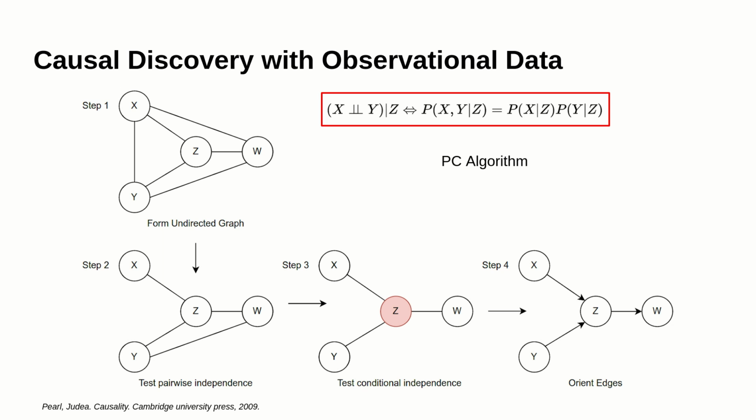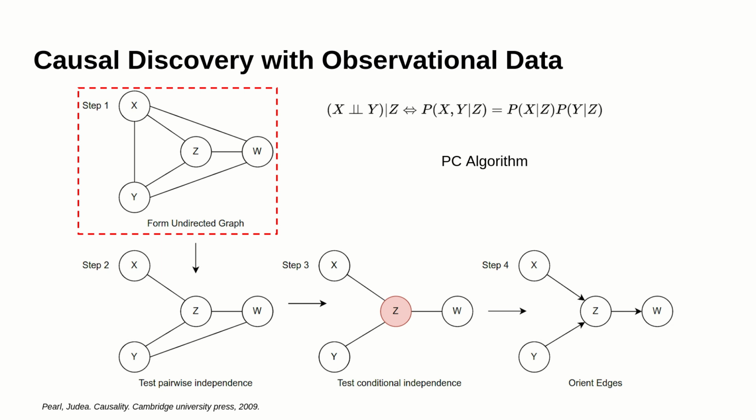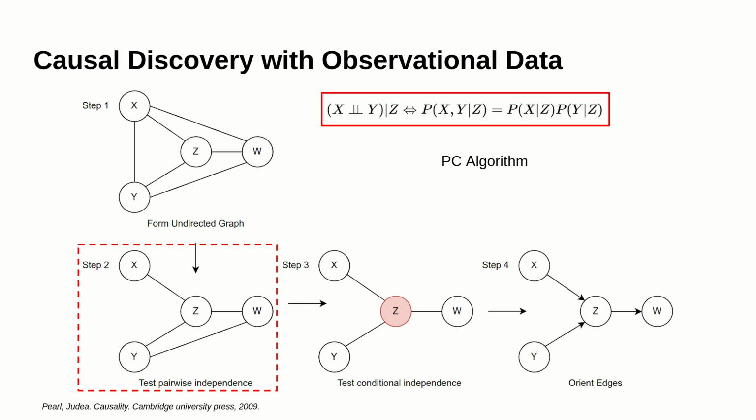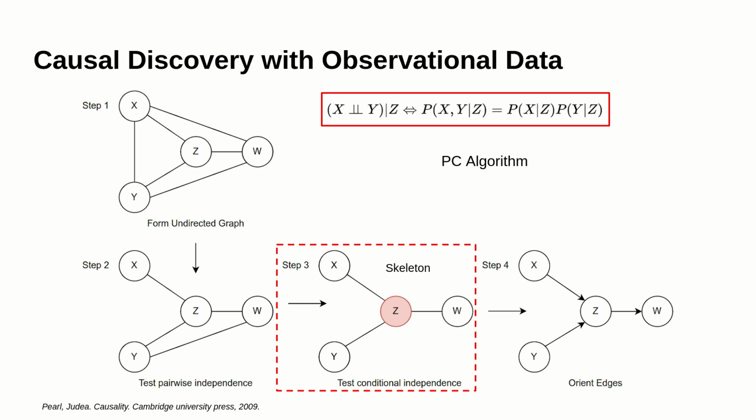Using this definition of conditional independence, the PC algorithm estimates the causal graph by starting with a complete graph where every node is connected to every other node. Next, it uses pairwise conditional independence tests between the nodes and removes the edges if they are independent. In the next phase, it uses the same conditional independence test, but now it tries to condition on other variables. For instance, here w and y are dependent on each other. However, if we condition on z, they become independent.